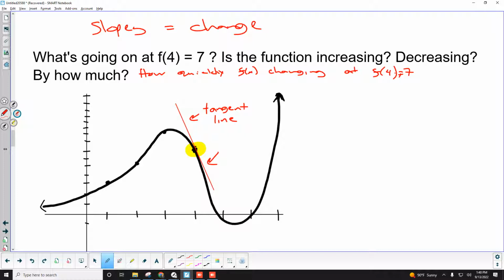Now, mathematicians understood from a long, long time ago that if we can find the slope of this tangent line, we could understand how quickly the function was changing. Okay? But it took until the 1600s for Newton to connect two things for it to actually happen. But everybody knew the theory about it.